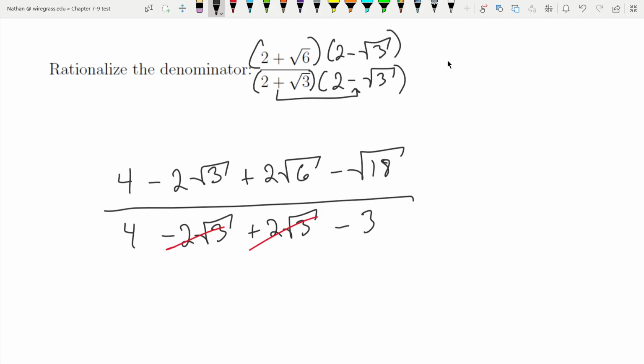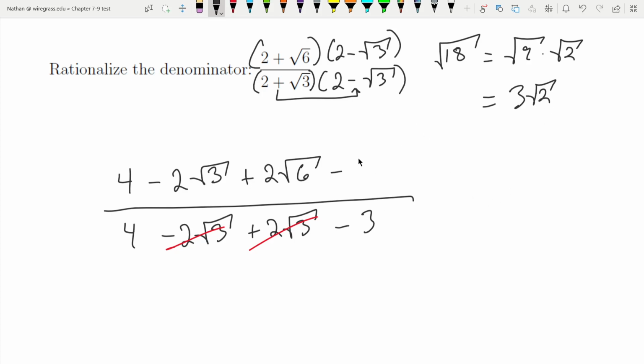Okay, on top, the square root of 18 can be rewritten as the square root of 9 times the square root of 2. 9 is a perfect square, so this is really the same thing as 3 root 2. So I can change this to 3 root 2.